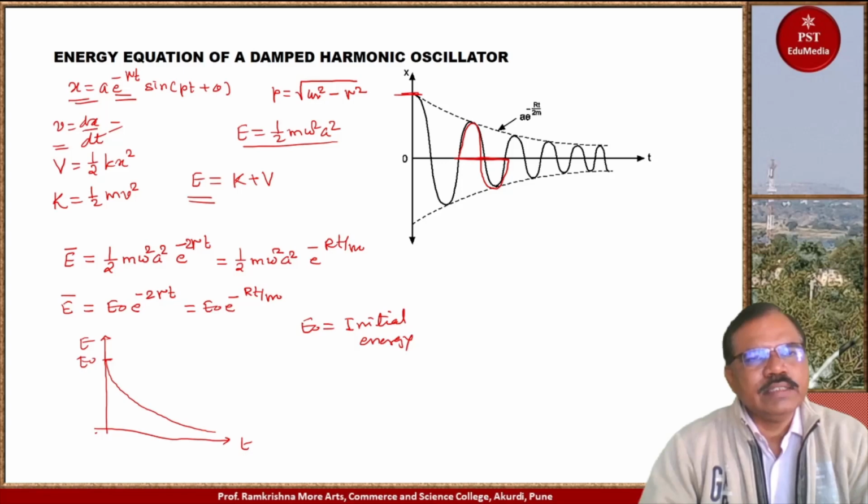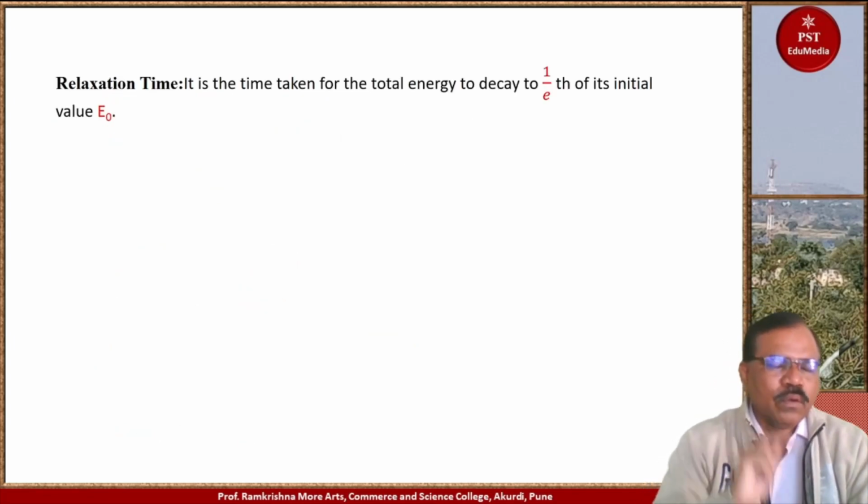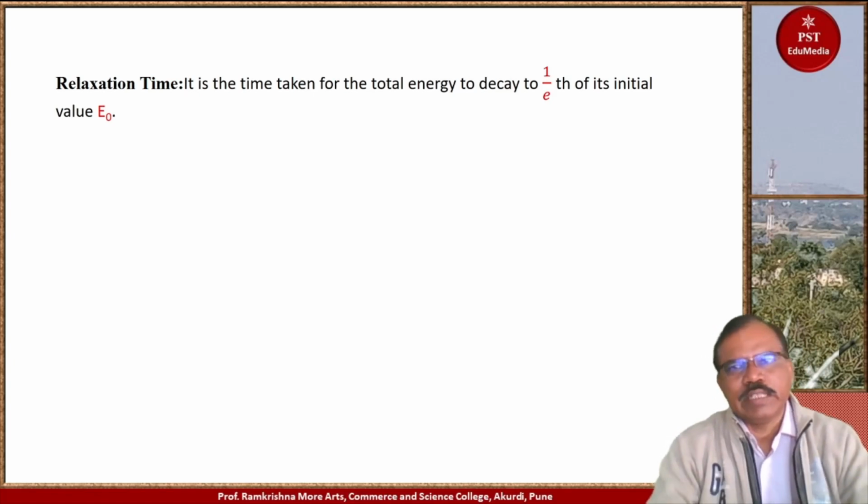So here E bar is equal to E0 e raised to minus 2 gamma t, or E0 e raised to minus rt upon m. Now we'll see relaxation time. What is relaxation time?